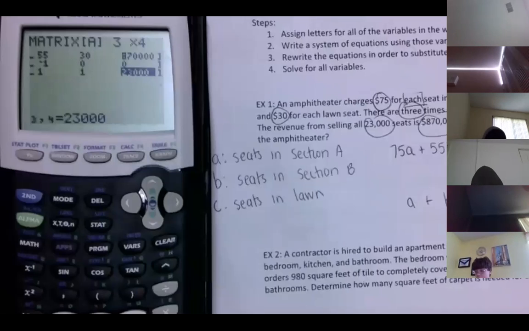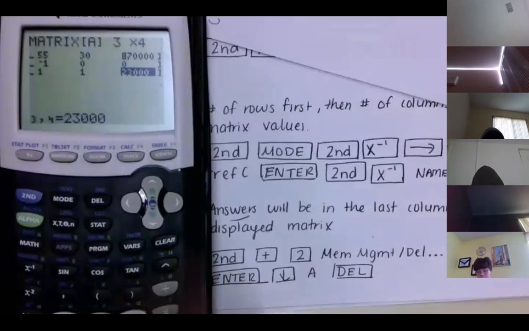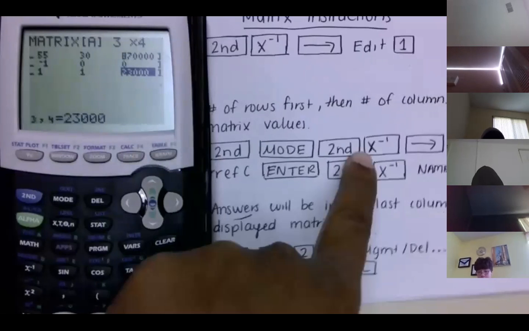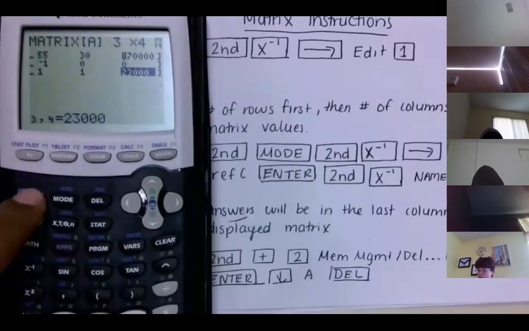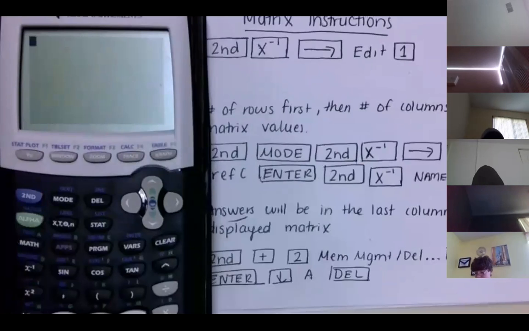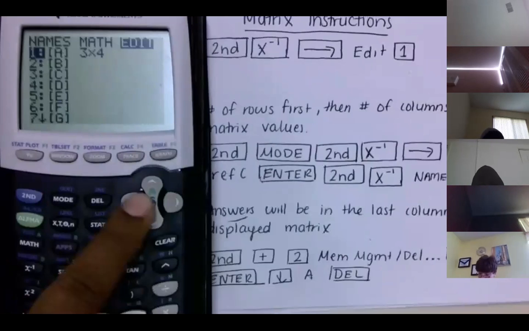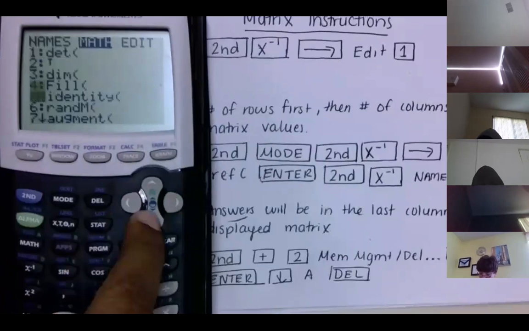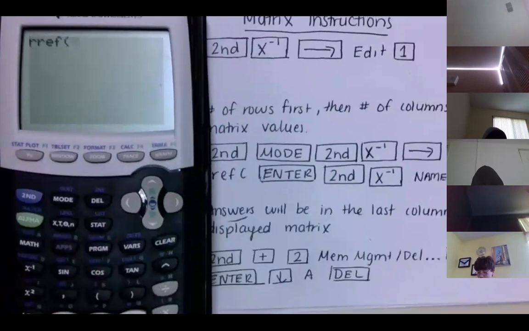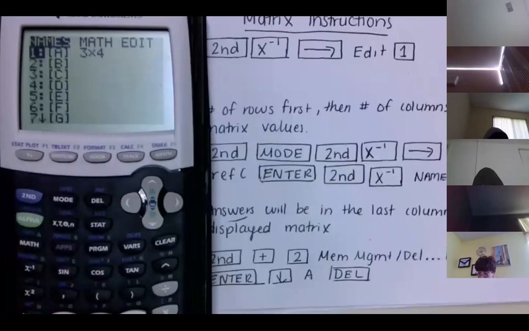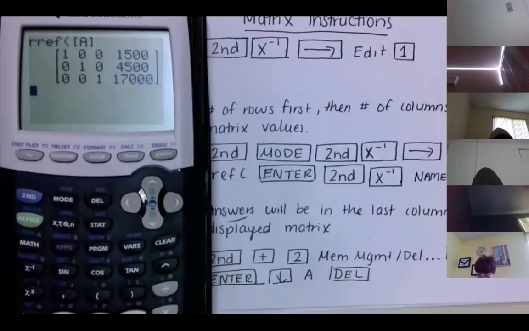Anyone need help getting all those numbers in? All right, now we're on the third step. So we're gonna hit second mode and then second x to the negative 1. So second mode, that will clear everything for you. Second x to the negative 1. Go over to math. Go down to RREF. That should pop up on your calculator. Then we're gonna hit second x to the negative 1 and then 1. And that's gonna give you your answer matrix.